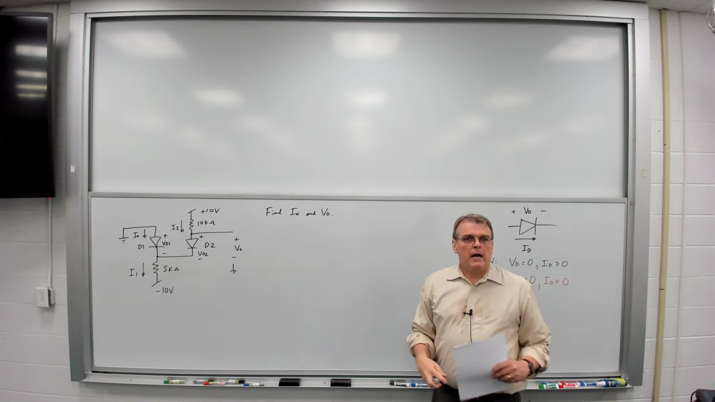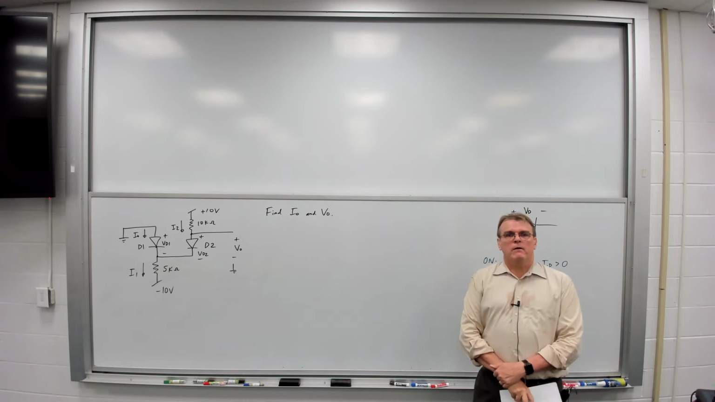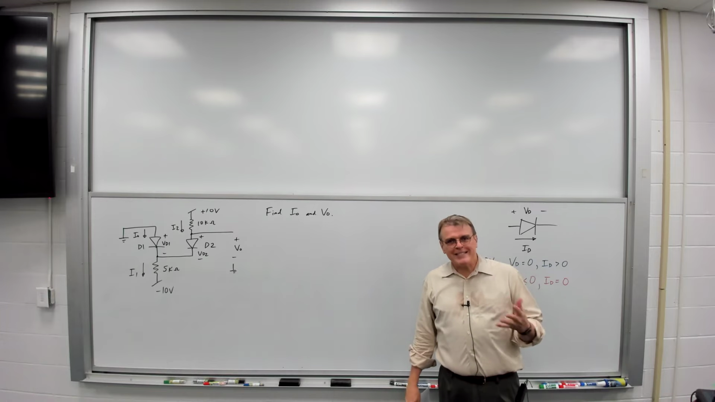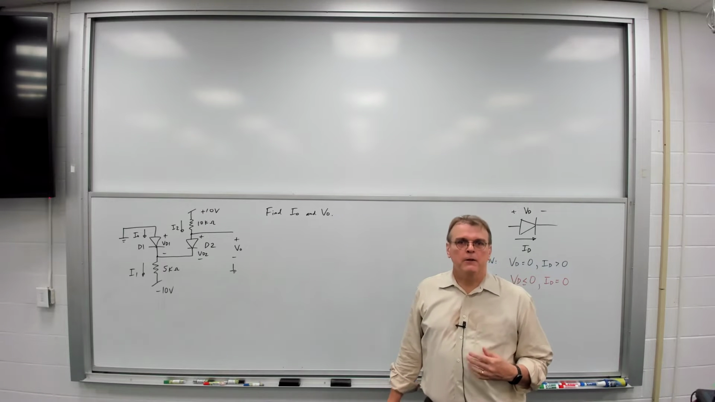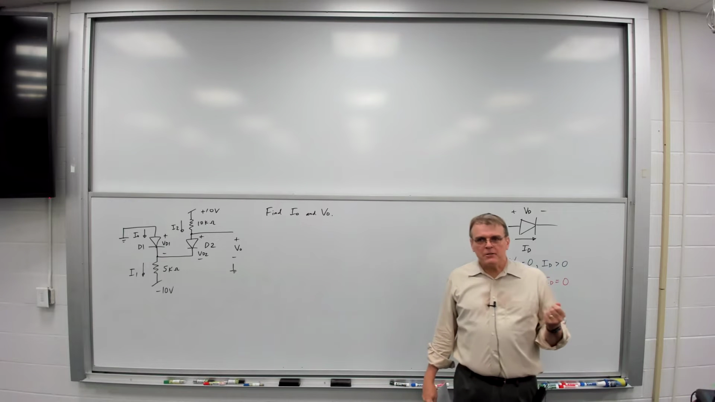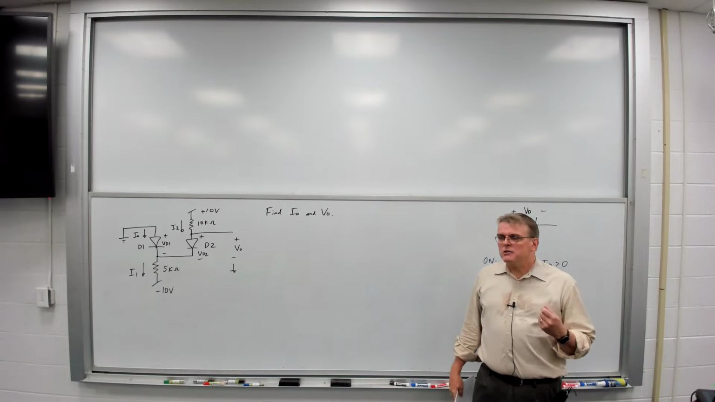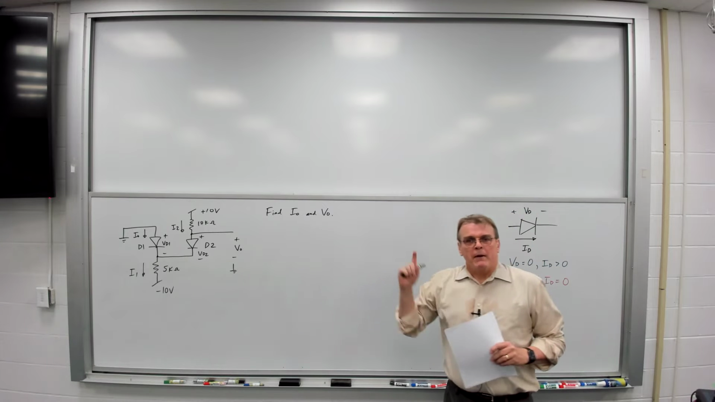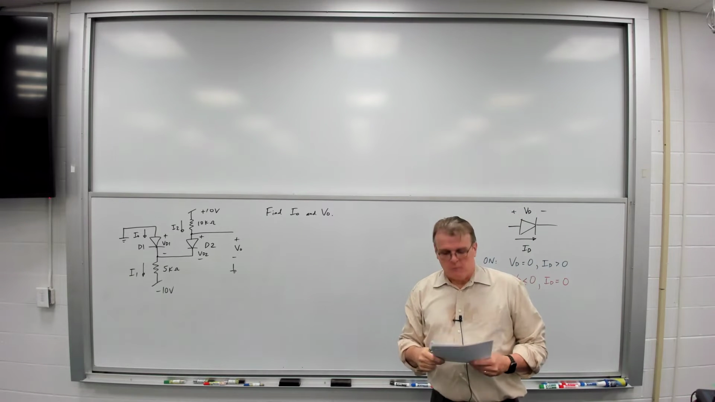So I drew this circuit, and the challenge was to find this current I0 flowing through D1 and this voltage V0, which is the node voltage at that node. And as with all these types of circuits, what you're not given is the state of the diodes in the circuit. Here's where we use what we talked about last time: the technique of making an assumption and then checking to see if that assumption is valid. We have to make an assumption and we have to check it.